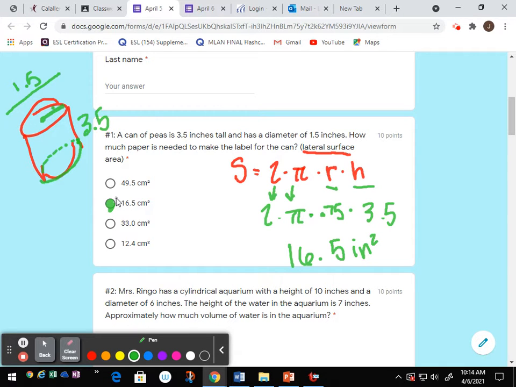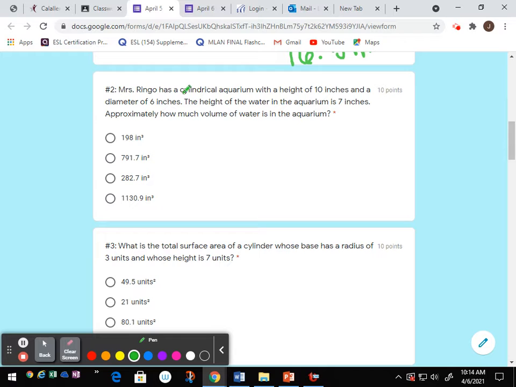All right, we're going to go down to question number 2. Number 2 says Miss Ringo has a cylindrical aquarium with a height of 10 inches, so our H is 10, and a diameter of 6. All right, so if our diameter is from side to side of the circle, if that is 6, half of it is 3. Okay. All right, so radius is 3.